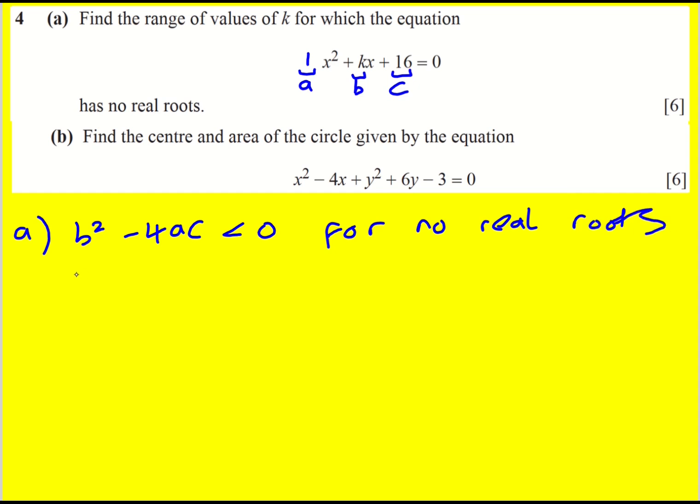Okay, so we can just sub in. We're going to have k squared minus 4 times 1 times 16 is less than 0. So k squared minus 64 is less than 0.